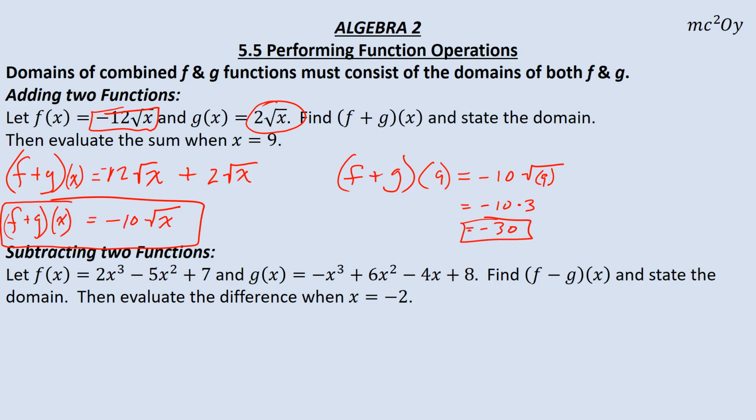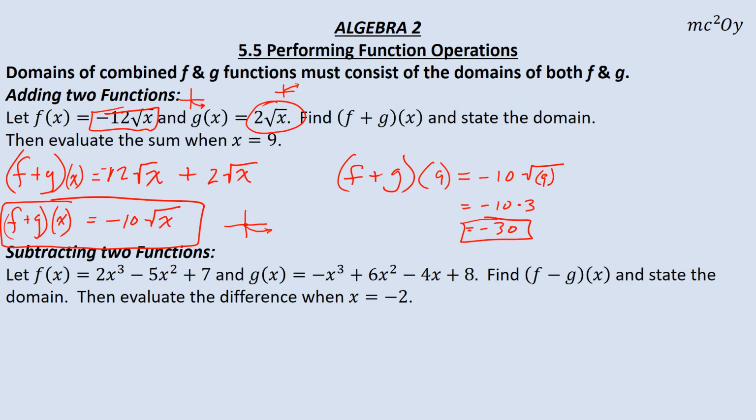Okay, we need to state the domain. Well, the domain, if you think of what a square root function looks like, a square root function is going to open to the left or to the right. In this case, this one is going to start at the origin and open up to the right, and this one is going to open downward. This one, negative 12 root x, if I was to sketch that out, would also open downward like that, and 2 root x would do something like that.